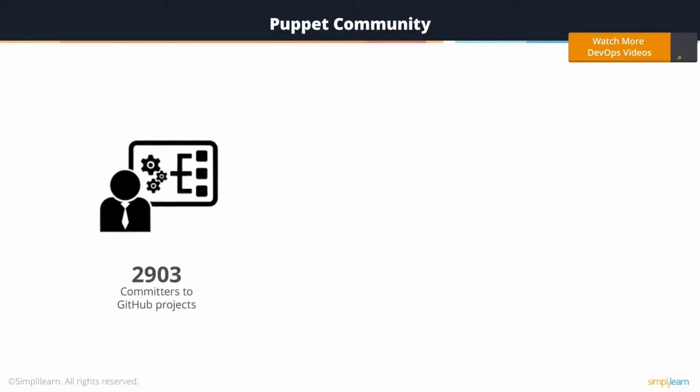Now let's have a look at the Puppet community. The Puppet community is a rich community of a lot of people. Officially, there is no count. But counting the various channels where people collaborate, there are a little over 2,900 committers to GitHub projects who are directly or indirectly associated with Puppet Labs.